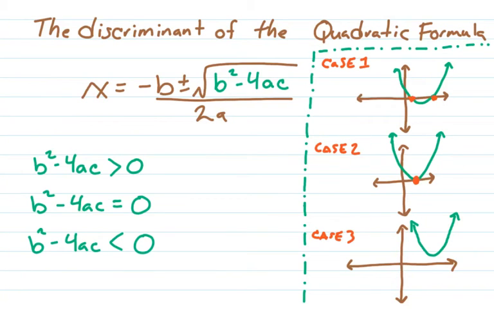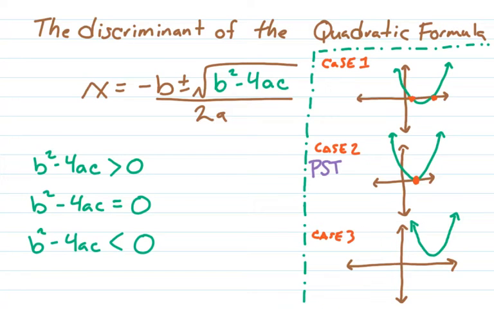Case two is actually the case of a perfect square trinomial. If you remember, if you factor a perfect square trinomial, you get like x minus 2 times x minus 2. You get the same answer doubled, the same zero doubled. So that means that the parabola is only going to hit once at that one particular point that is doubled. So case two is actually the case of a perfect square trinomial.